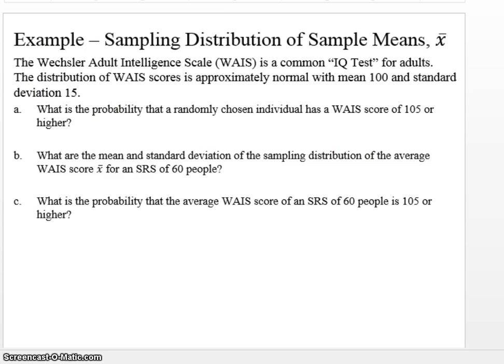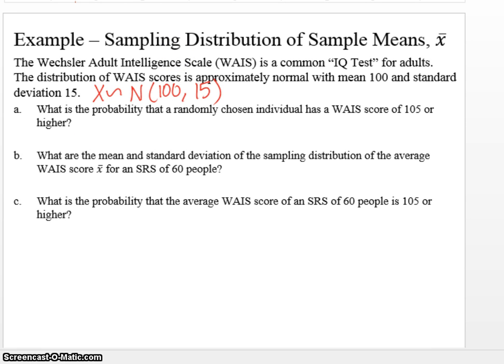So let's look at this example. Again, this example is not in your notes, so you probably want to write down the general ideas for that. So we've got an intelligence score here, an IQ test with a mean of 100 and a standard deviation of 15. Okay, so this thing here is approximately normal with a mean of 100 and a standard deviation of 15. So can we calculate the probability that a randomly chosen individual has a WAIS score of 105 or higher?